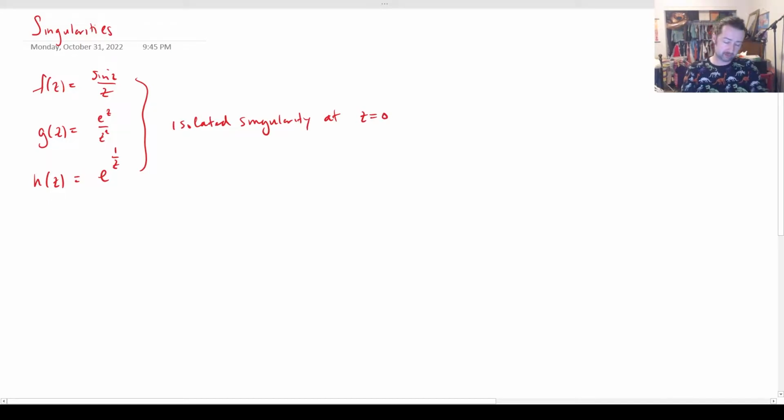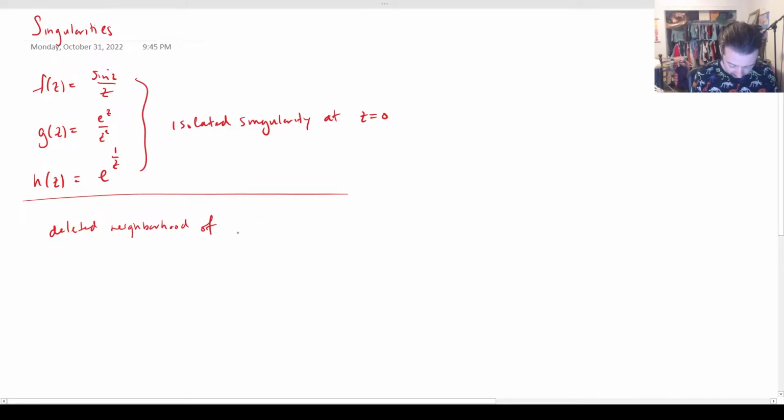What that means is that these functions are analytic everywhere in a neighborhood of their singular points, but not defined or not analytic at the singular point itself. So we characterize this with something called a deleted neighborhood. A deleted neighborhood of a point z is equal to a is the set of all points strictly bigger than 0 in modulus and smaller than some radius r, for some r.